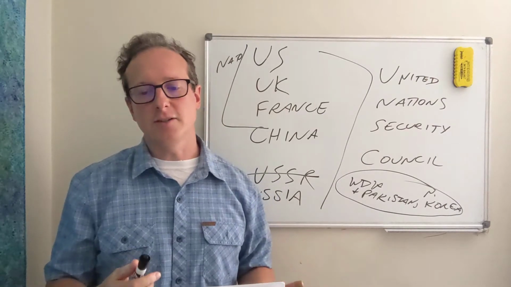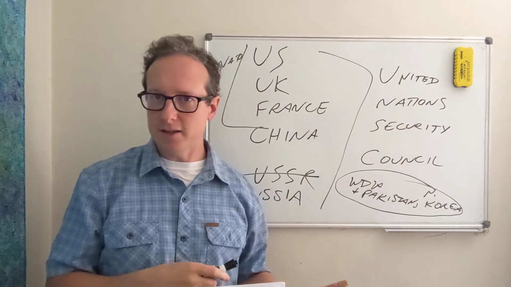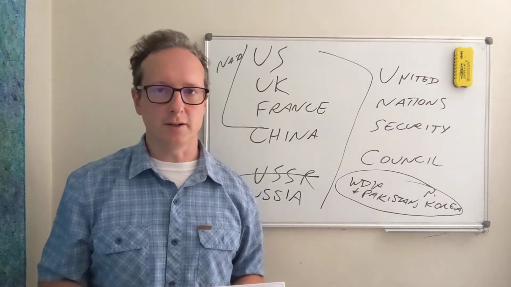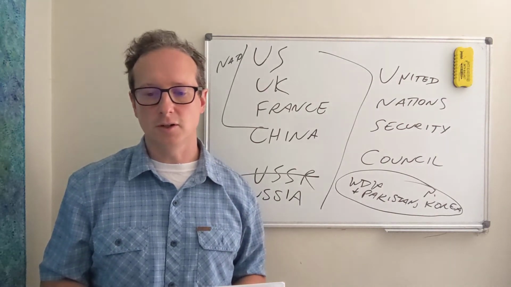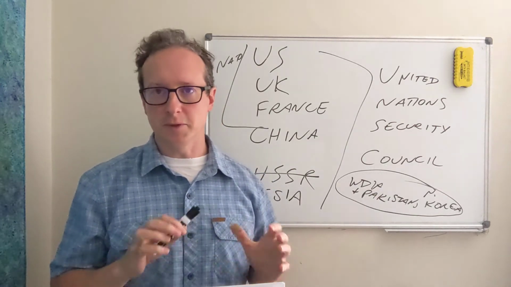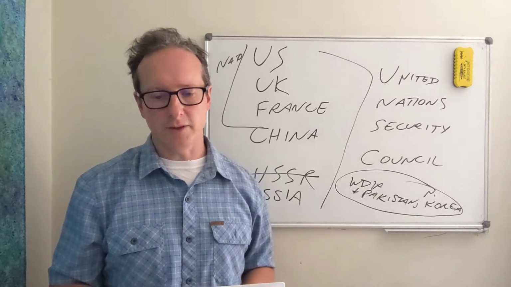So China and the USSR were, despite the fact that they were allies of the U.S. in World War II, very quickly became adversaries of the U.S. in this new Cold War. And so the Cold War has a long history. It really goes from this time period, 1945 and thereabouts.